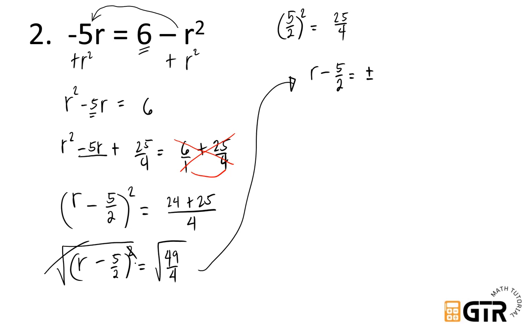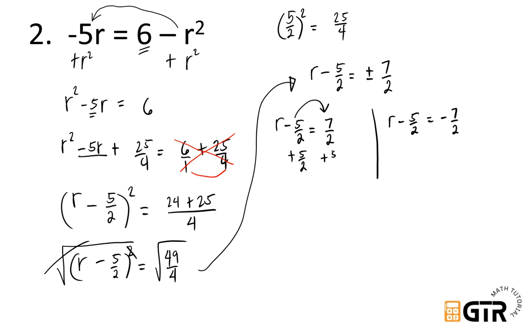Pag nag-square root tayo ng galing dito sa square, square root of 49 is 7, square root of 4 is 2. So therefore, we have two solutions pag hiwalayin natin. So r minus 5 over 2 equals positive 7 over 2 and then sa kabila, r minus 5 over 2 equals negative 7 over 2. So lipat lang natin ito sa kabila or add 5 over 2 to both sides. Plus 5 over 2 to both sides.